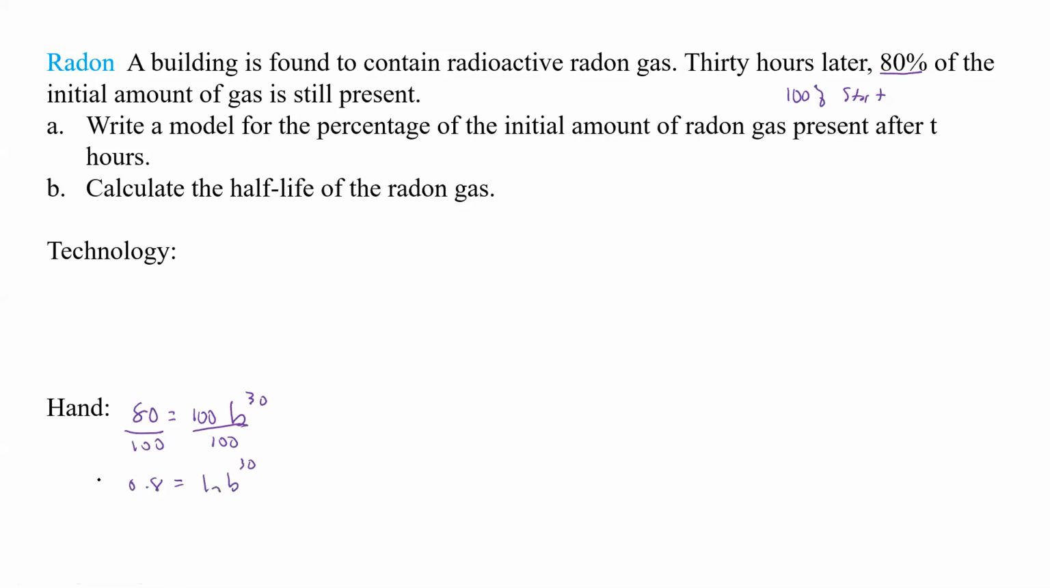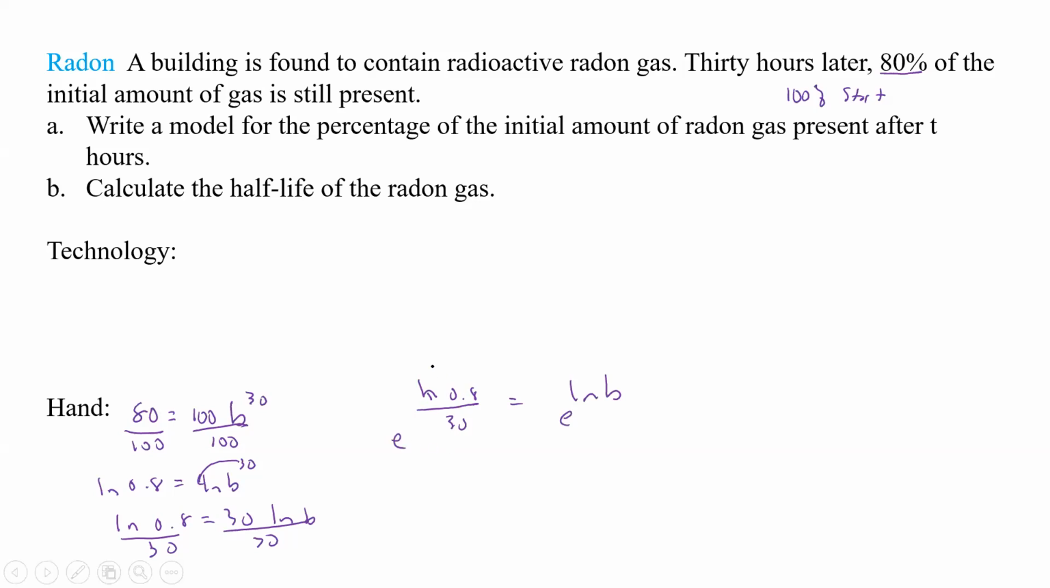Now we'll take the ln of both sides. That brings down our 30. So ln of 0.8 equals 30 ln of b. Divide by 30. And so now we have ln of 0.8 over 30 equals ln of b. But we want b, so we have to take e to both of those.